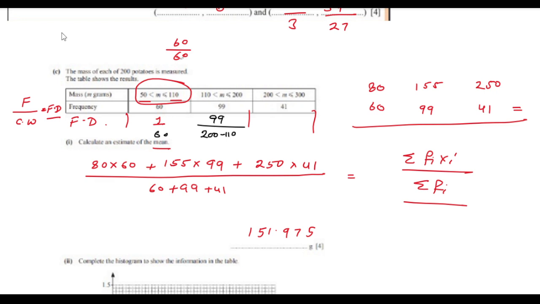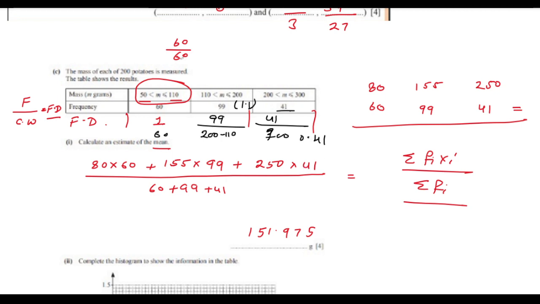Now the second one is 99 divided by 200 minus 110. The result is 11 divided by 10, which means 1.1. So here this is 1.1, and the last one is 41 divided by 300 minus 200, which is 100. So 41 divided by 100 is 0.41.